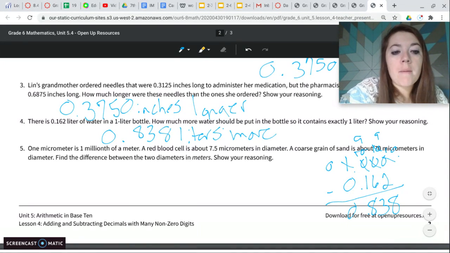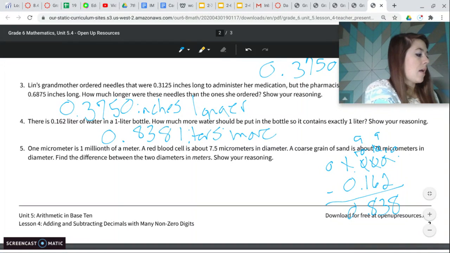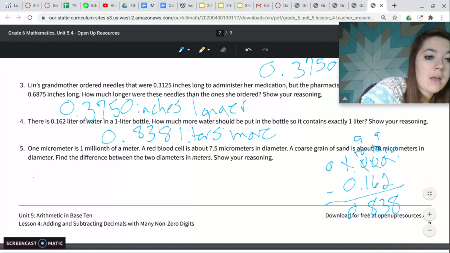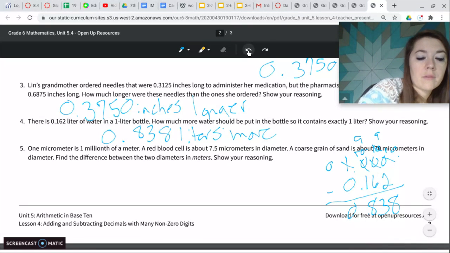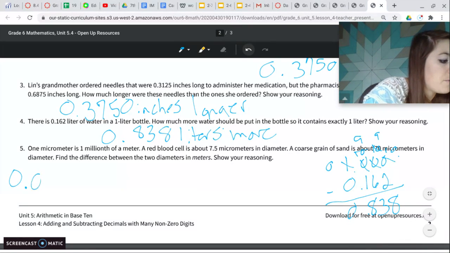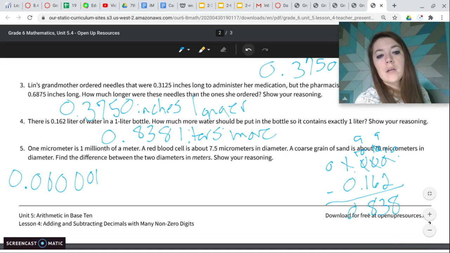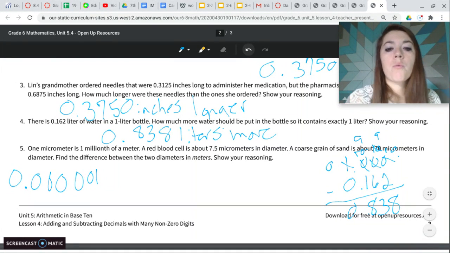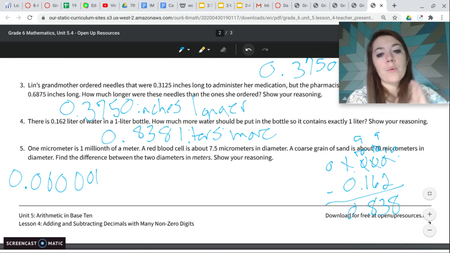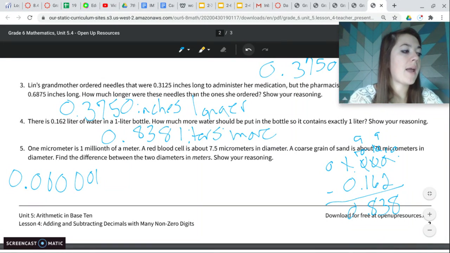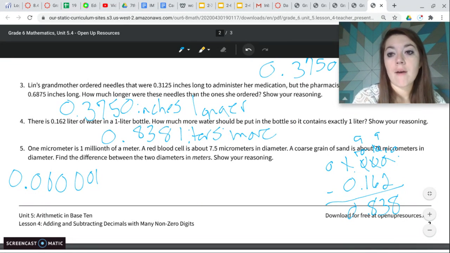All right, number 5. 1 micrometer is 1/millionth of a meter. So what this looks like, I have it written out just to make it a little easier, is 0.000001. That is what 1 micrometer is, so 1/millionth of a meter. So a red blood cell is about 7.5 micrometers in diameter. A coarse grain of sand is about 70 micrometers in diameter. Find the difference between the two diameters in meters. Show your reasoning. So the micrometers makes it so that we can write it and it not seem so tiny and not have to have as many zeros.